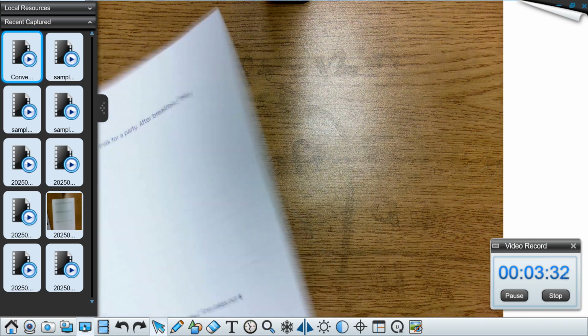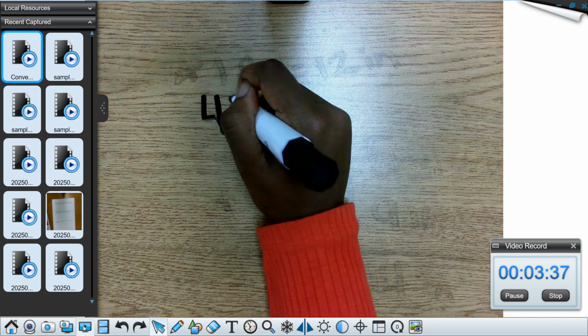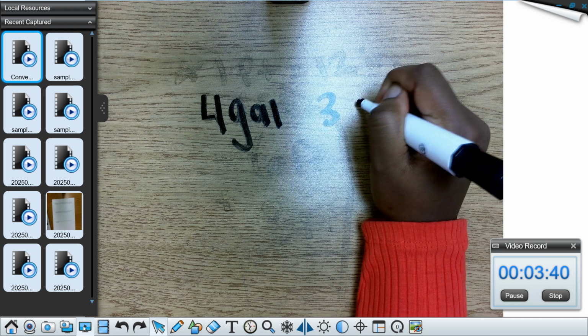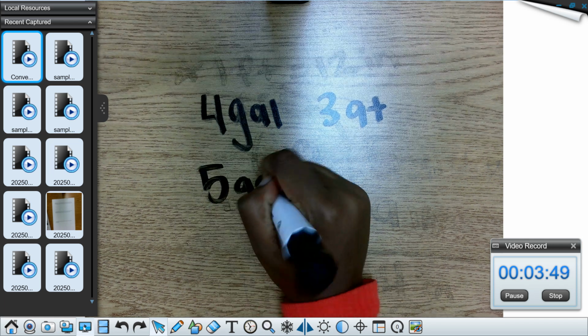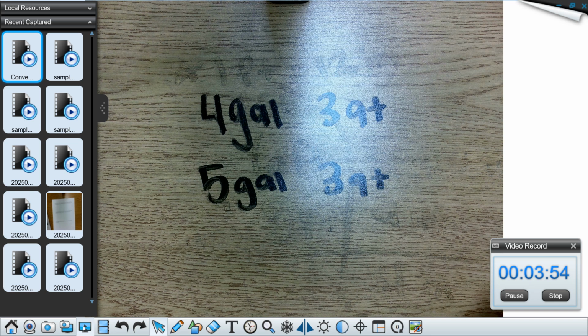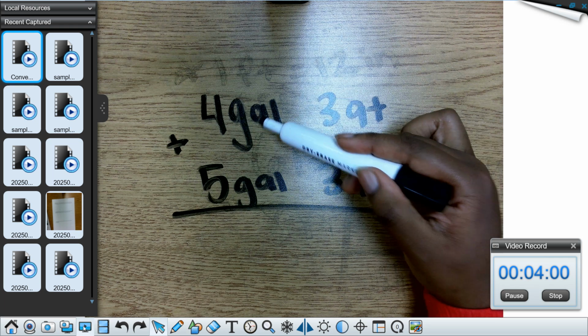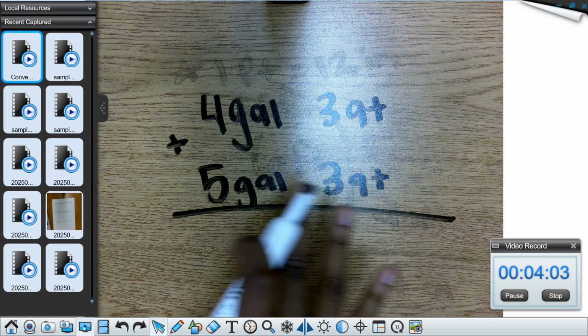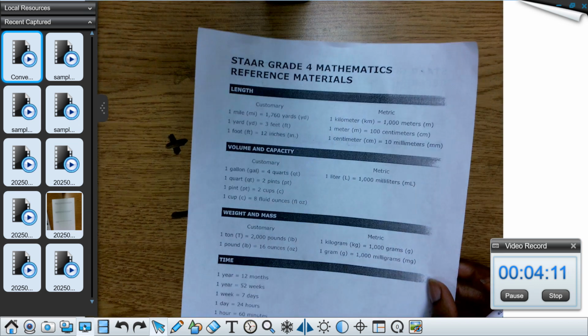Let me see. So let's say that we have 4 gallons and 3 quarts of lemonade. And then we received 5 gallons and 3 quarts of lemonade. How much lemonade do we have in all? So the steps would be fairly similar. You would add them. So you line your quarts with your quarts, your gallons with your gallons. In order for you to know how many quarts you can have, you're going to look at your reference sheet. And we're going to look for quarts in gallons.